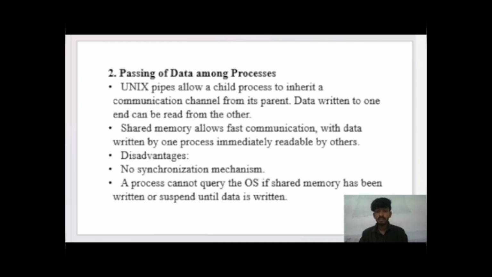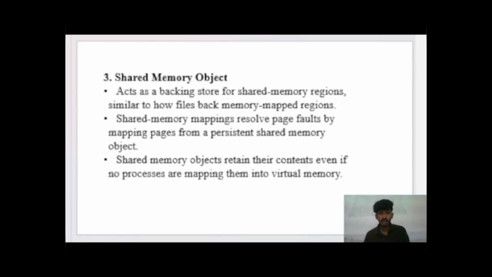Shared memory allows fast communication, with data written by one process immediately read by the other. The disadvantage is there is no synchronization mechanism. A process cannot query the OS whether shared memory has been written to, or suspend until data is written. The third and last one is the shared memory object. It acts as a backing store for shared memory regions, similar to how files back memory-mapped regions.